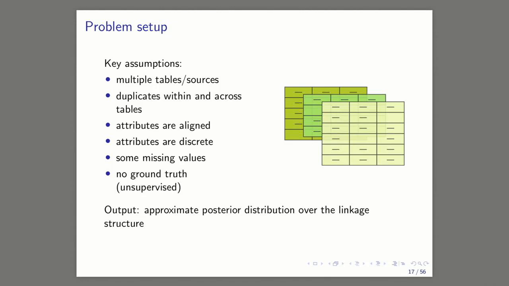So the output is going to be some approximate posterior distribution over this linkage structure. So we're getting links and non-links, basically. If I go back to that picture, I'm getting that entire estimated edge set, and then I can get summary statistics of those. So I can get a full distribution, I can look at credible intervals, and I can look at functions of the actual linkage structure.